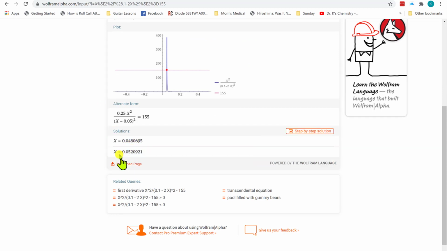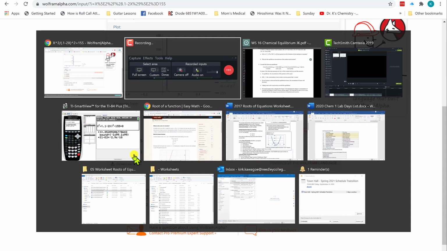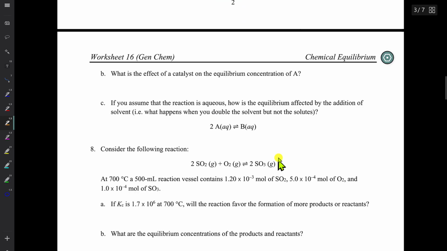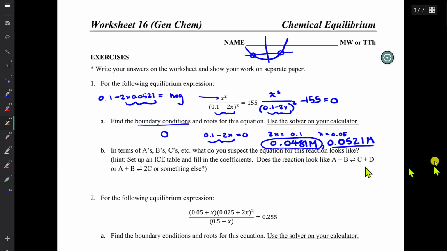So 0.0481, rounding to 3 sig figs, and 0.0521 are the same answers that we got on our worksheet over here. Having said that, those are the answers. You still have to understand that this root is the correct root of the equation for us. It's always the smallest positive root of the equation.